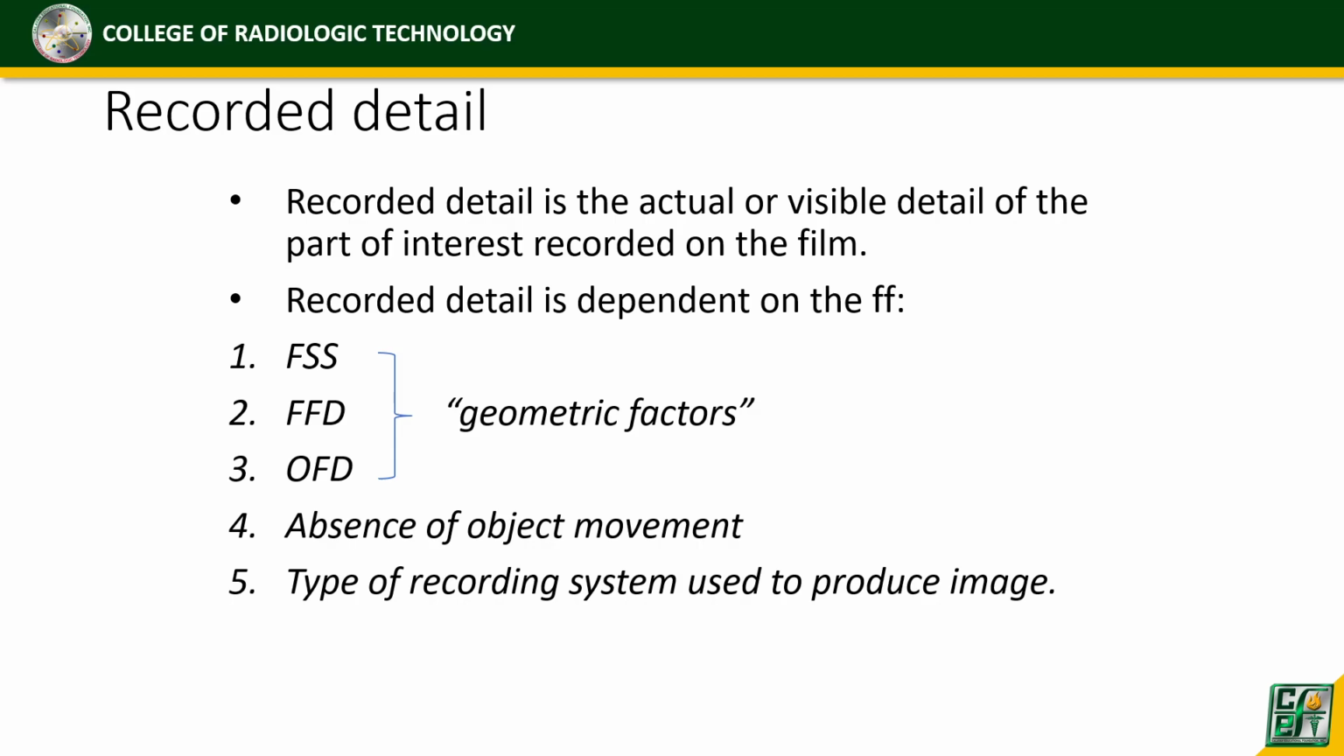Nagbabasa ba kayo ng Burns? Sa Burns na po ito, ha? Galing na sa Burns. The number 4, absence of object movement. Then 5, type of recording system used to produce image. So again, yung tatlong geometrical factors plus the motion or absence of motion, then type of the image receptor or the recording system. Siya ba ay digital, siya ba ay film screen, or siya ba ay CR or DR, okay?